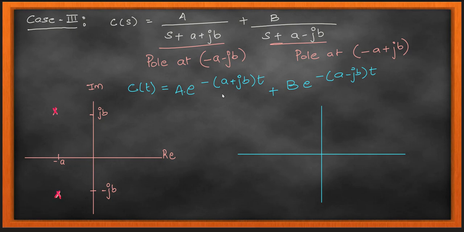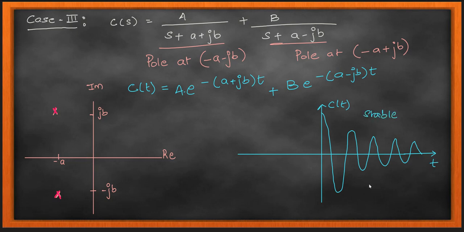These are the poles I have, minus A minus JB and minus A plus JB. I've shown them with an X on the left side of the s-plane. So again, my poles are complex, but they are occupying the left side, and I am again seeing a stable response. So case 3 is again proving my case 1, which means if my poles are on the left side of my s-plane, then I have a stable system.